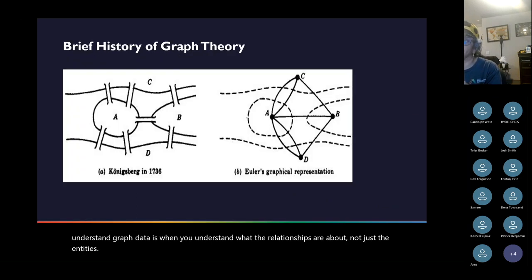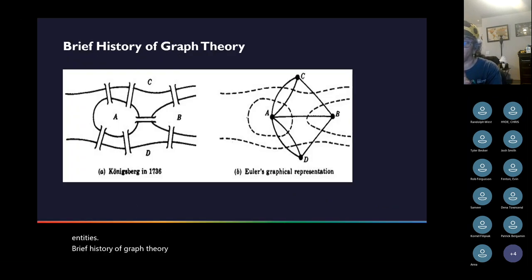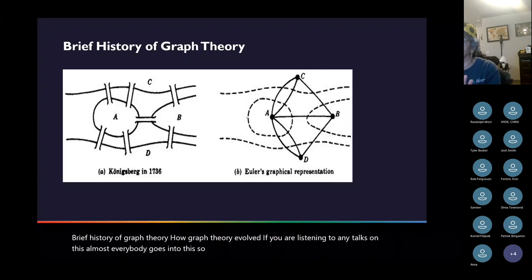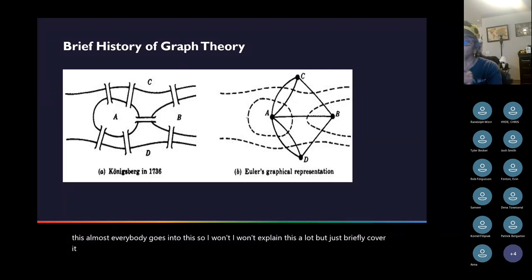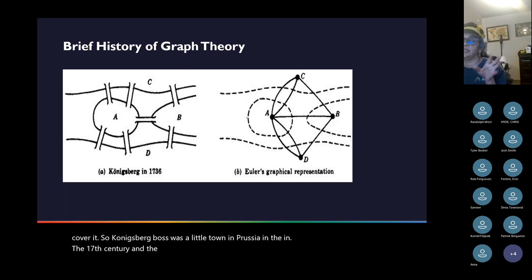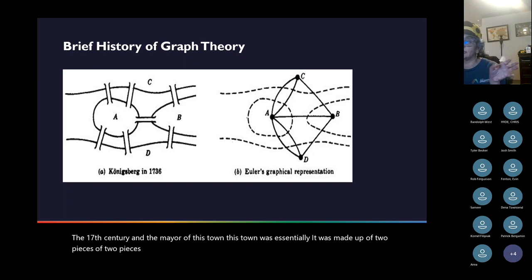Brief history of graph theory, how graph theory evolved. If you have listened to any talks on this, almost everybody goes into this. So I won't explain this a lot, but just briefly cover it. So Königsberg was a little town in Prussia in the 17th century. And the town was essentially made up of two pieces of land that are connected by bridges, essentially 7 different bridges.